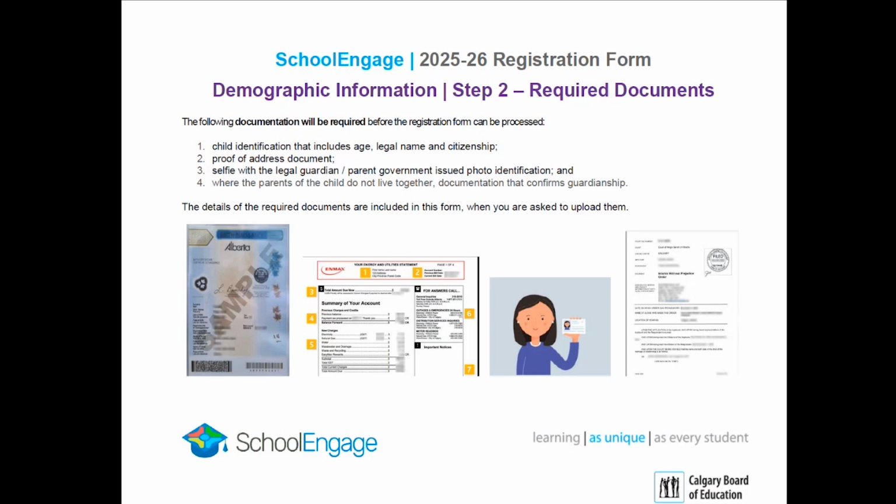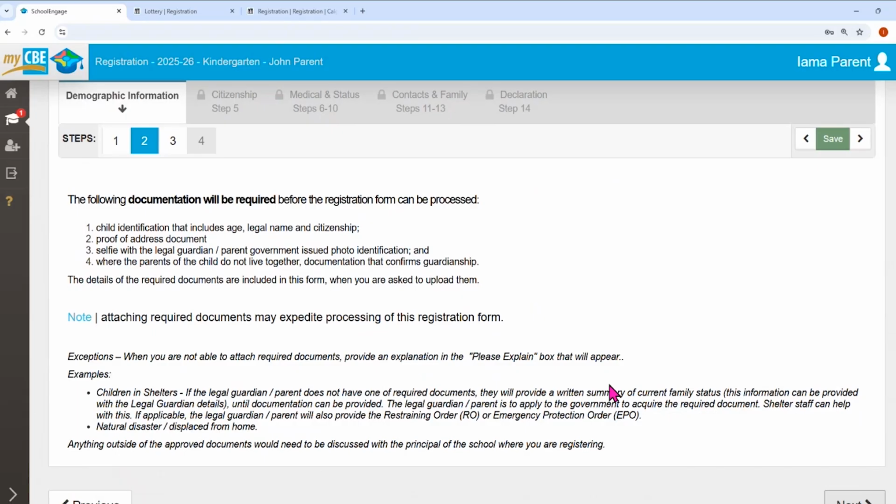The details of the required documents are included in this form when you are asked to upload them. You will also see some exceptions when you are not able to attach required documents. Provide an explanation in the Please Explain box that will appear. Some examples could be children in shelters, natural disaster, or displacement from home.